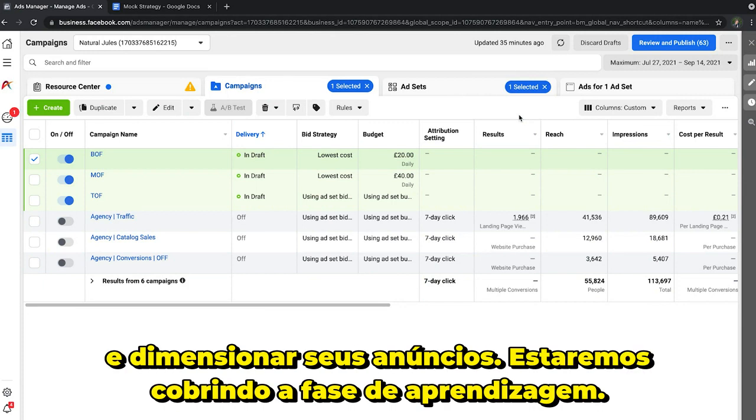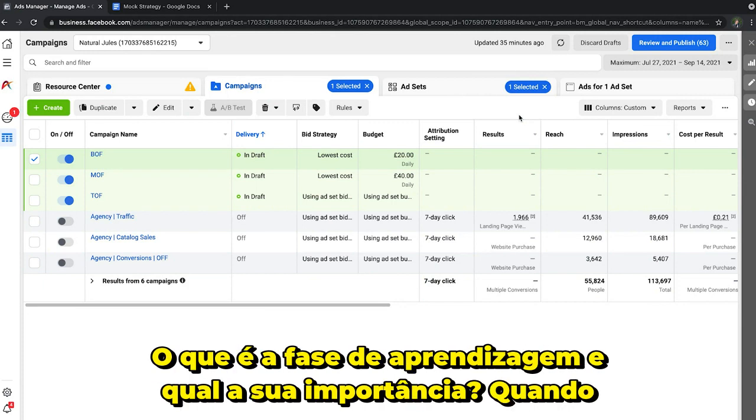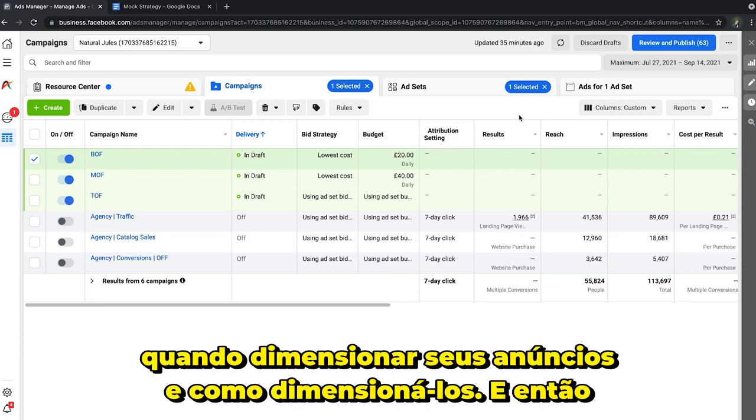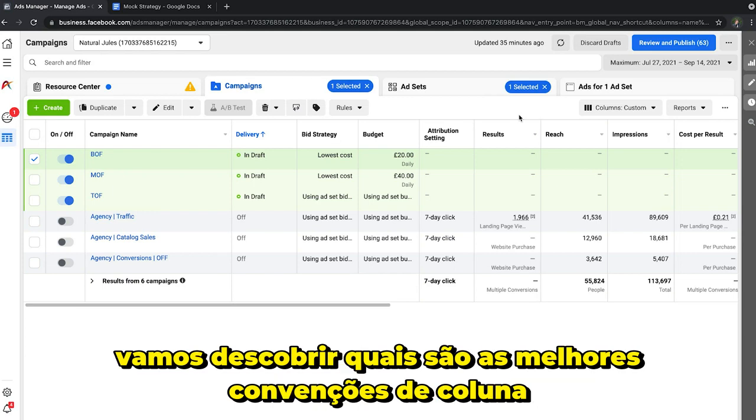We'll be covering the learning phase. What is the learning phase and how important is it? When to cut your ads, specifically in terms of the percentage of AOV. When to scale your ads and how to scale your ads. And then we're going to figure out what the best column conventions are for you.